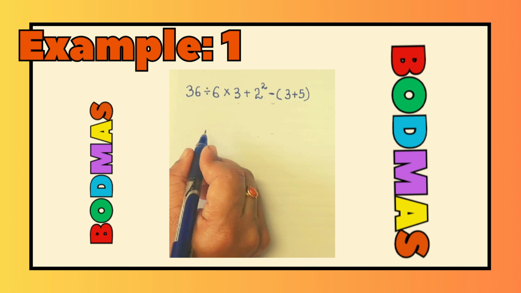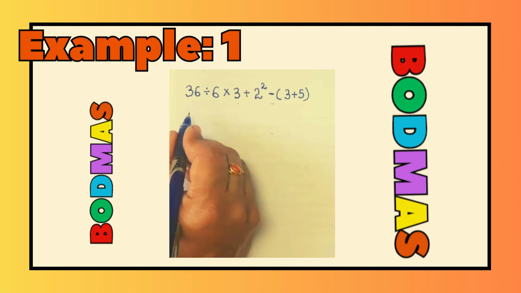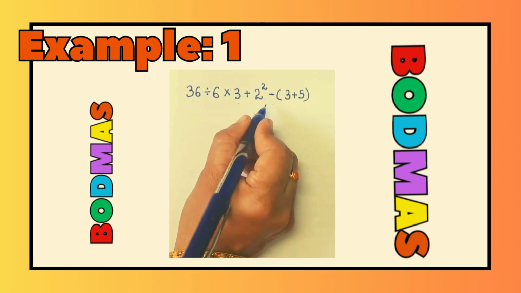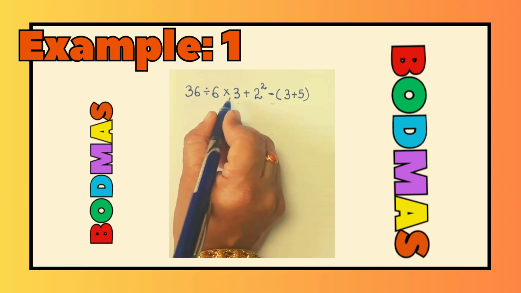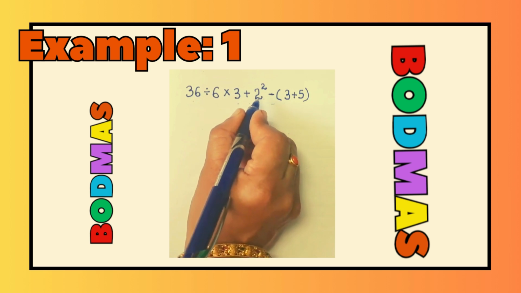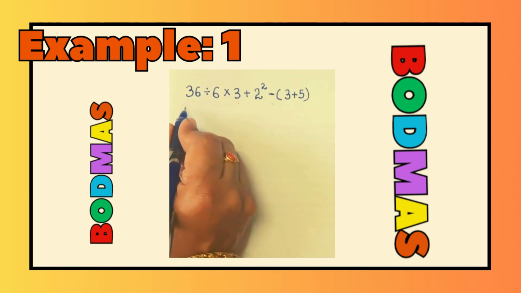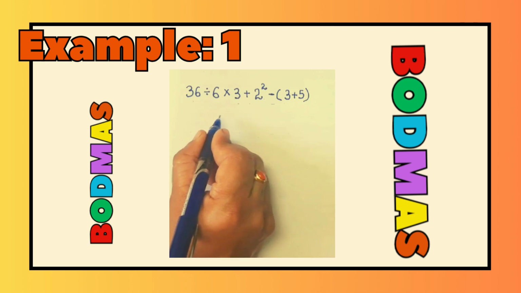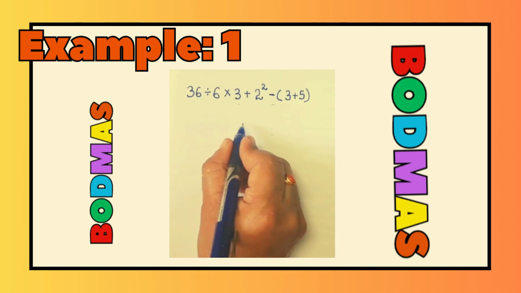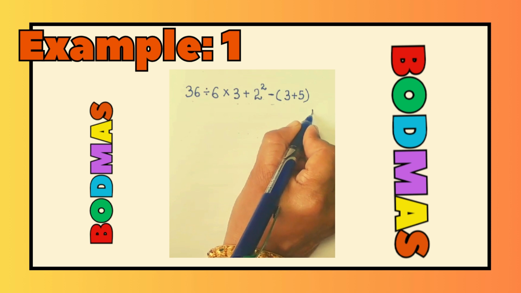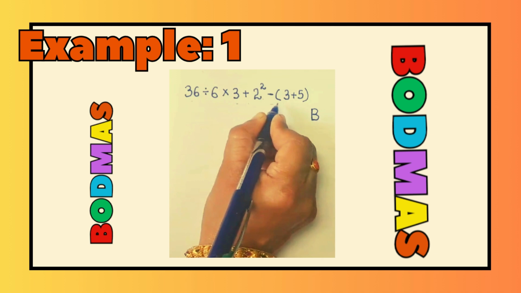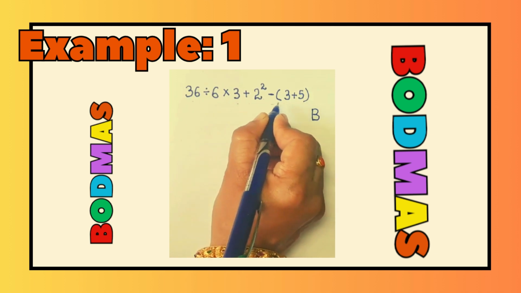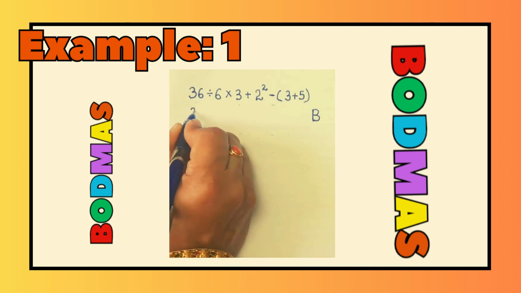Now let's solve some mathematical expressions using BODMAS rule. Example 1. If you see, this is one mathematical expression which has multiple operators: division, multiplication, addition, subtraction. We also have an exponent here. Now let's solve this mathematical expression using BODMAS rule. As per BODMAS rule, what is the first letter? B. So first we have to solve the bracket if the expression contains one. Now this expression has a bracket, so let us solve this bracket first.